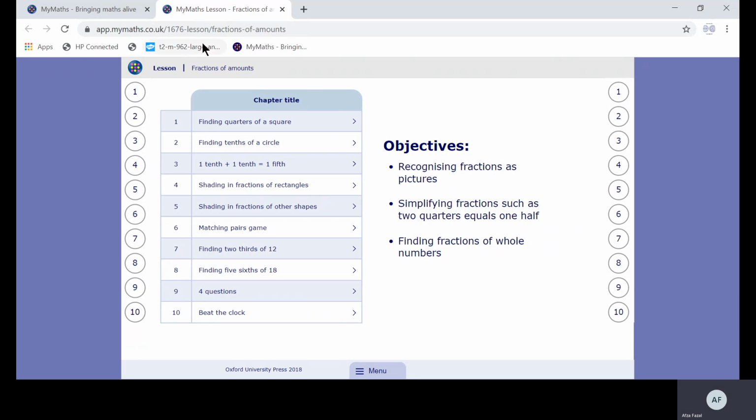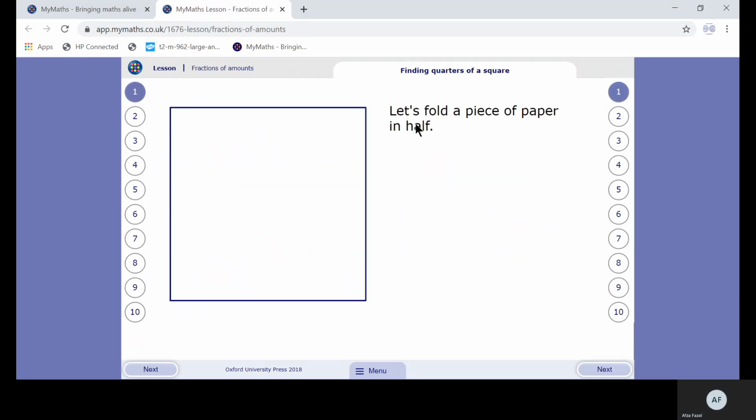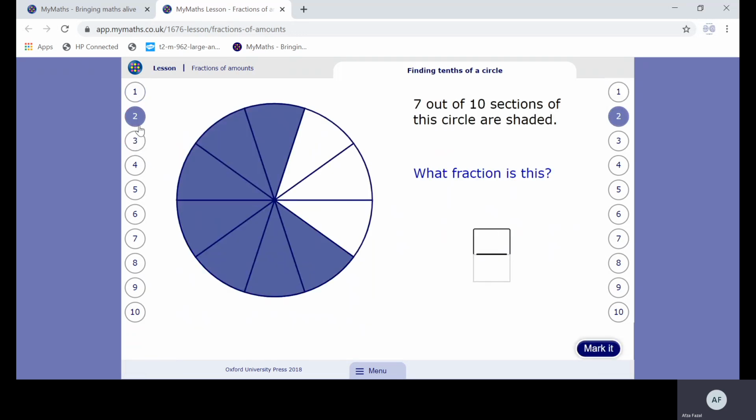So as we go on to this, the first slide, you've got folding a piece of paper in half. And then we've got that 7 out of 10 sections of the circle shaded. What fraction is it? You've got to recognize the fraction. So it's 7 out of 10, so it's 7/10. Your numerator is how many pieces are coloured in. Your denominator is the amount of pieces you have altogether. So denominator tells you how many pieces altogether. Numerator, how many you have.